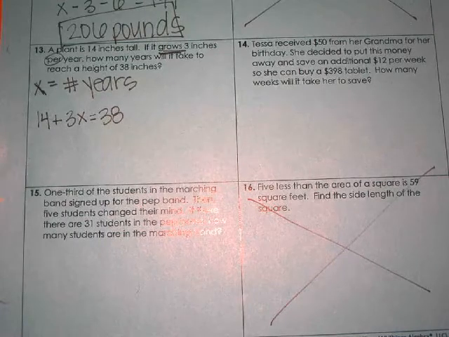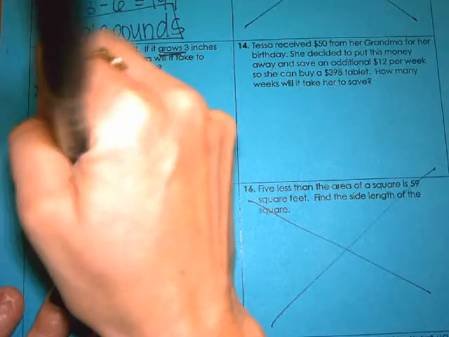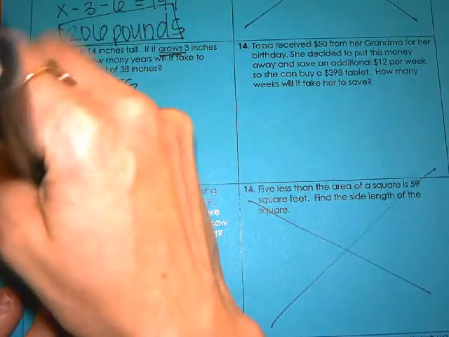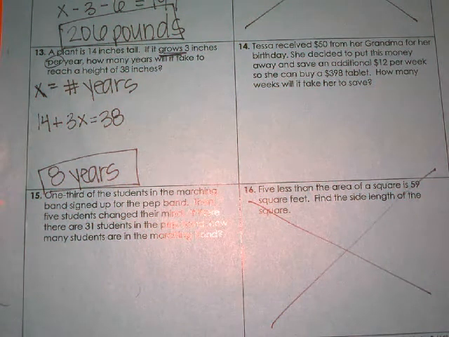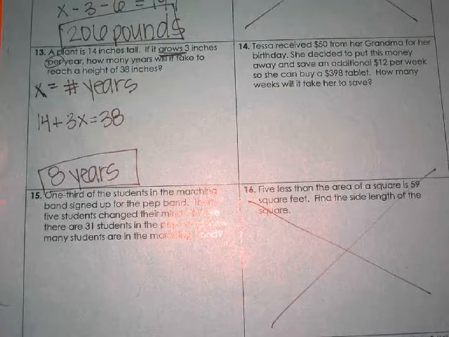How many years does it take, everyone? 8 years. Very good. Questions on that one, because it is obviously different than all the rest of them we've solved up until this point? Okay, with your partners, do number 14 and 15.